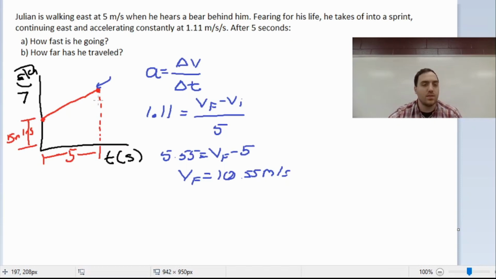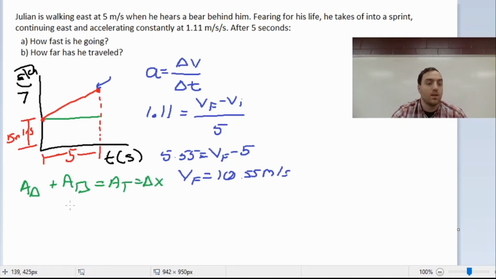The second step is to find the area. Again, there are two ways to do that. You can do the triangle and the rectangle, or you can do the trapezoid. Either way works. I'm going to do the triangle and the rectangle this time. So the area of my triangle plus the area of my rectangle equals area total, which equals my displacement. The triangle is half base times height. And the rectangle is just base times height.